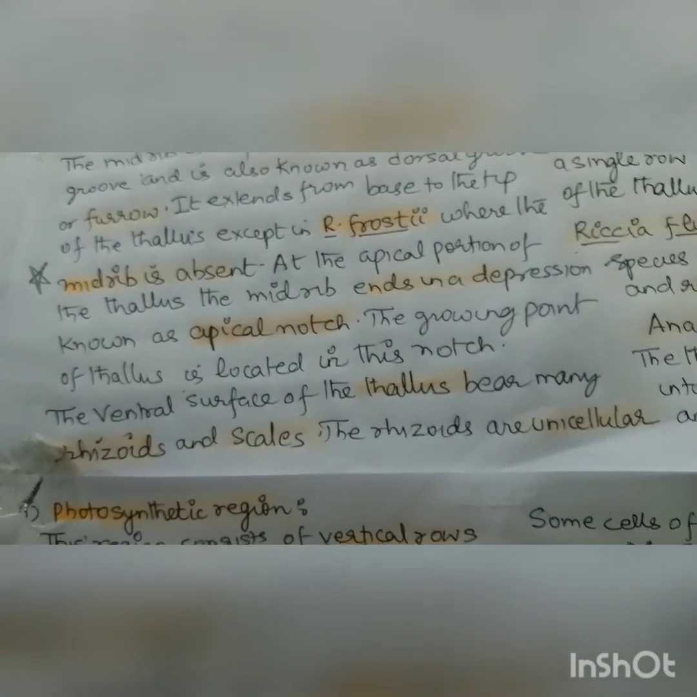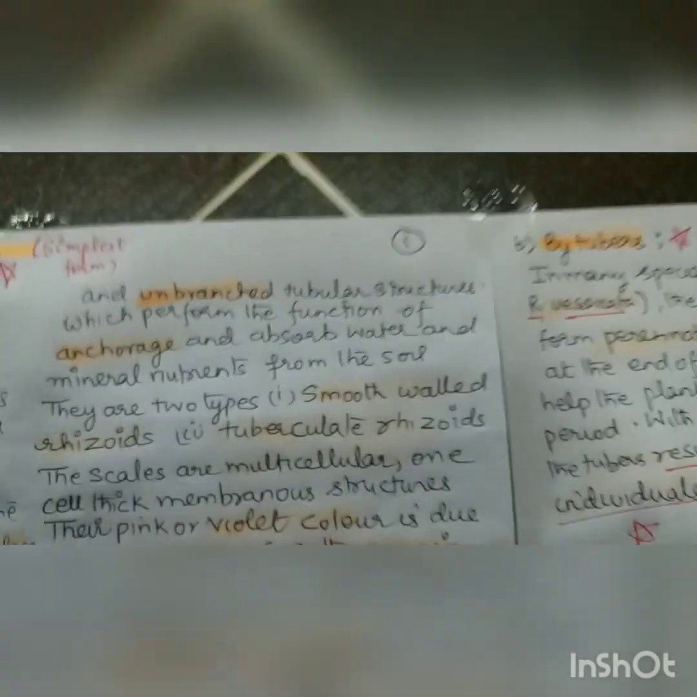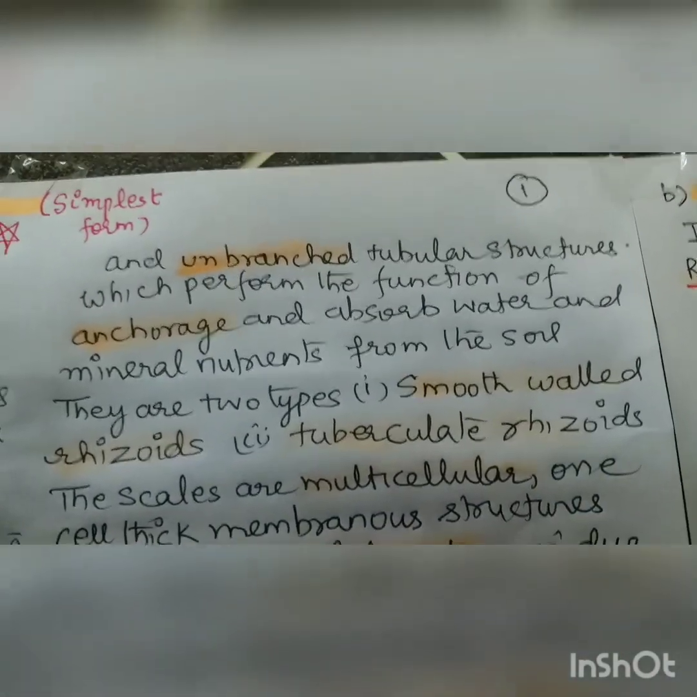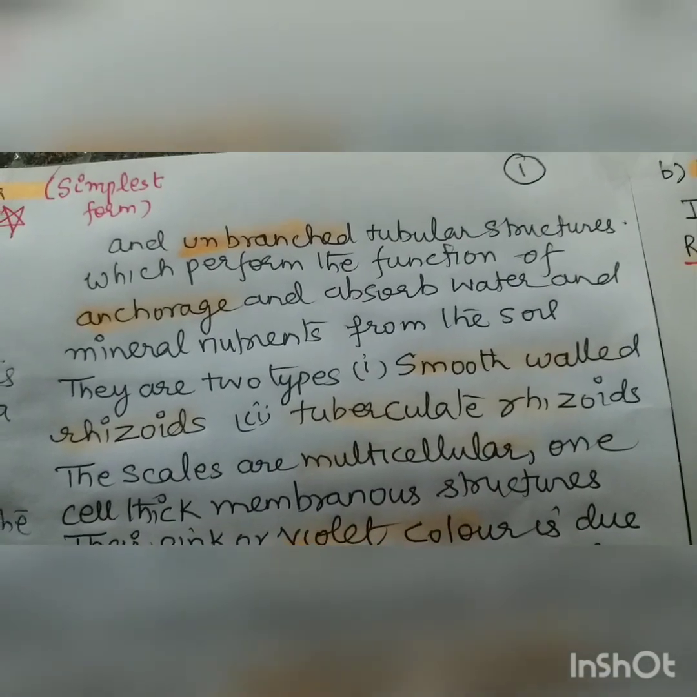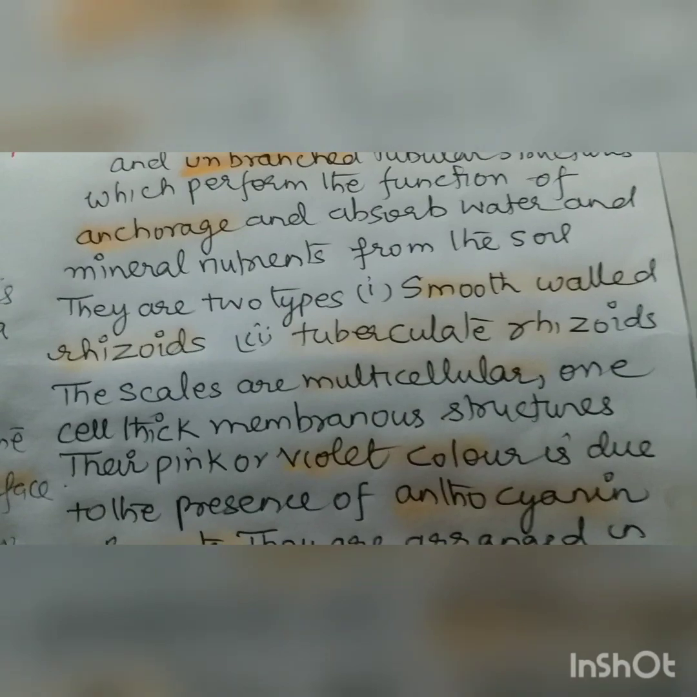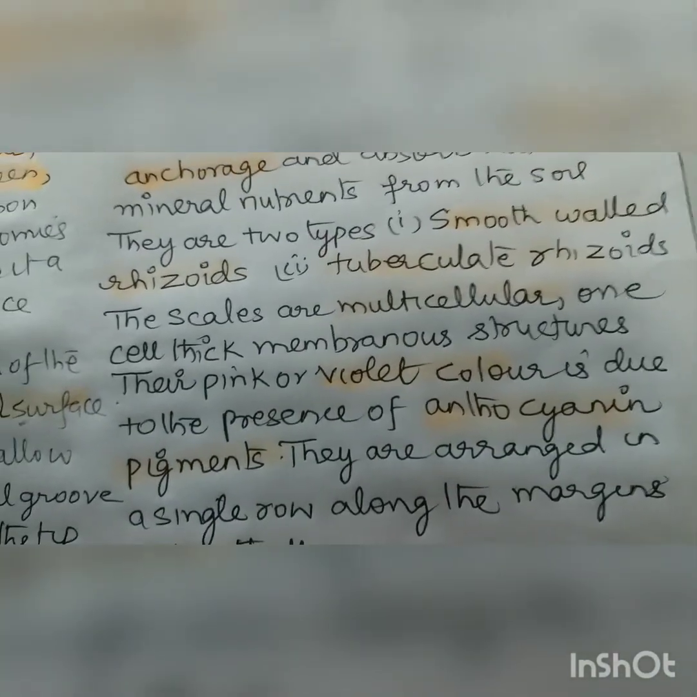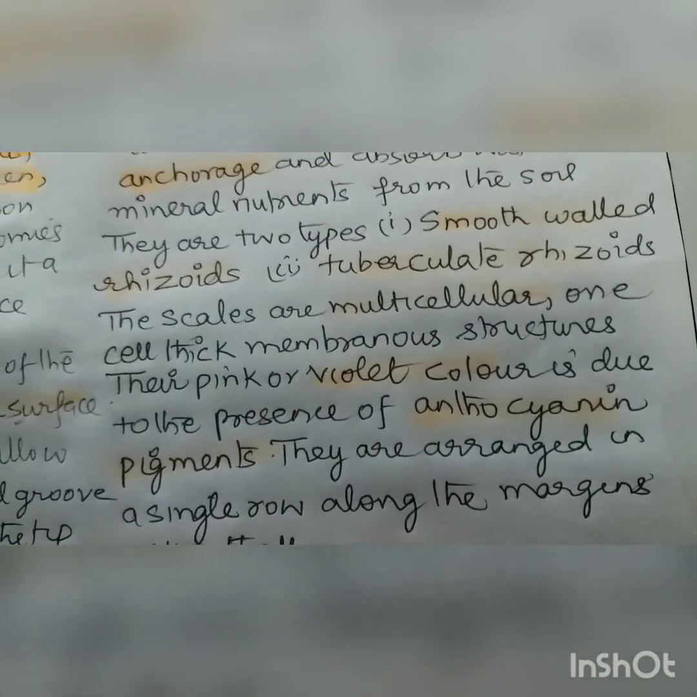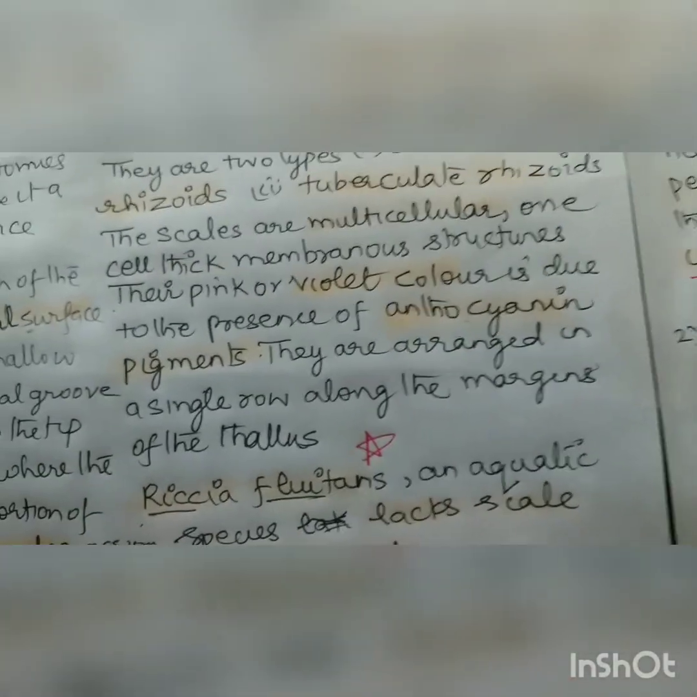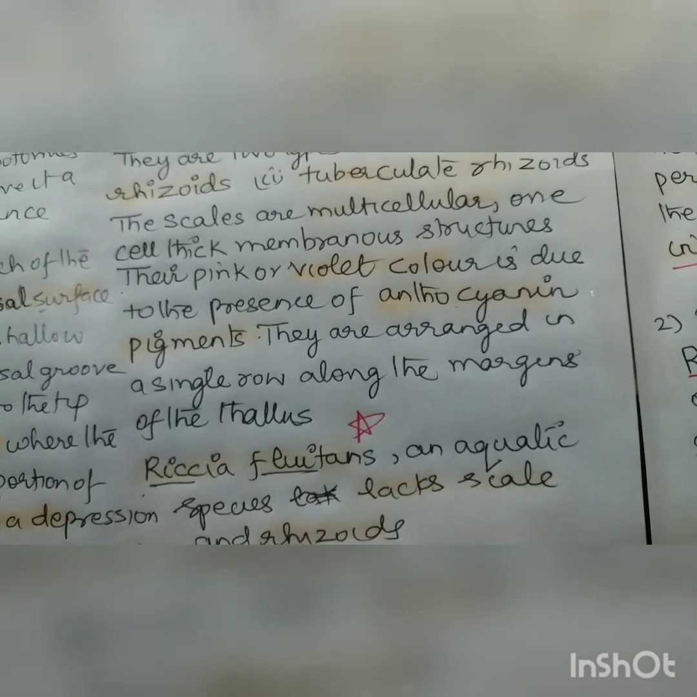ventral surface. I already told you. Thallus bears many rhizoids and scales. The rhizoids are unicellular and unbranched, I showed you just now, and tubular structures which perform the function of anchorage, means fixing, and absorb water. It is smooth-walled and tuberculate, and the scales are multicellular and one-cell thick membranous structures. They are violet color, and this is due to pigment called anthocyanin. They are arranged in single row along the margins of thallus.